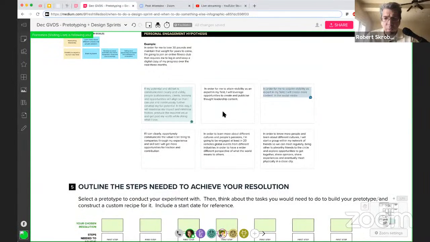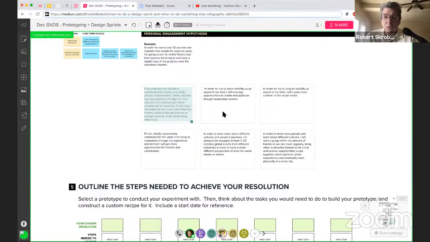In order to learn more about different cultures and people's passions, I'm going to be engaged in at least 20 remote global events from different industries in order to have a wider, different perspective on what the world means to others. Wow. That's more than one global event every month. That's a lot. In order to learn more about people and learn about different cultures. Uh-oh, is that the same thing? Oh no.